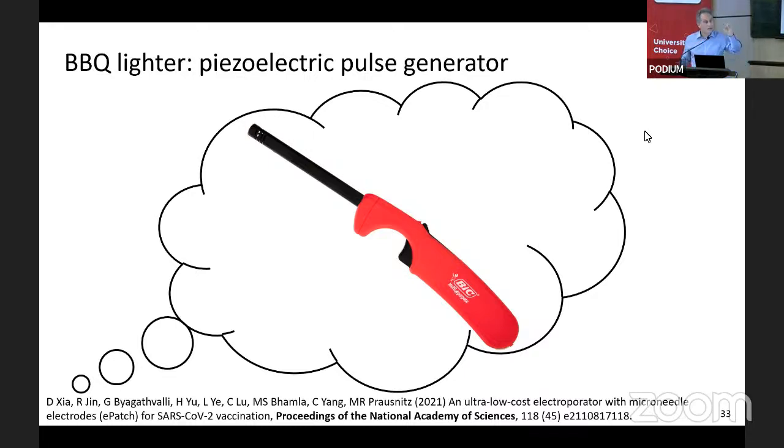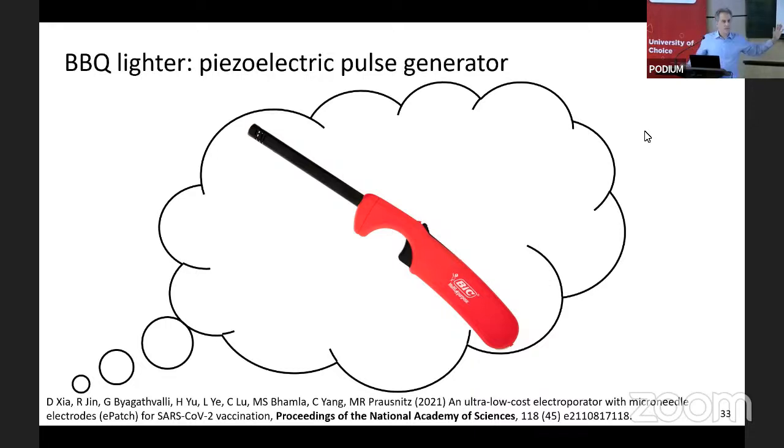So you push a button or roll your thumb and you get a spark to come out. And what's going on is there's a little piezoelectric element inside of your lighter, and a hammer hits it. And piezoelectricity is the interconversion between mechanical energy and electrical energy. So the hammer hits the piezoelectric crystal, that generates a voltage pulse. And in the case of the lighter, you put the voltage across an air gap and you get a spark.